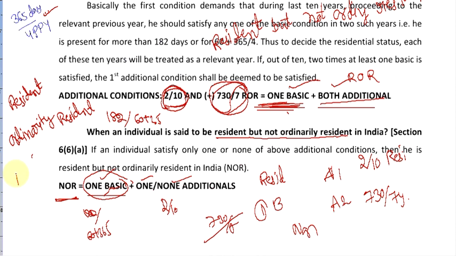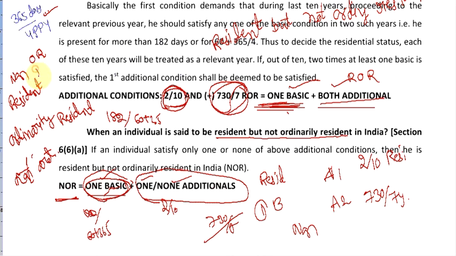And the next is not ordinarily resident. If a person satisfies only the primary conditions, or one of the primary conditions, but not the additional conditions, he becomes a not ordinary resident but a resident. And non-resident means not satisfying any one of the basic conditions. So we have only three: ordinary resident, not ordinary resident, and non-resident.